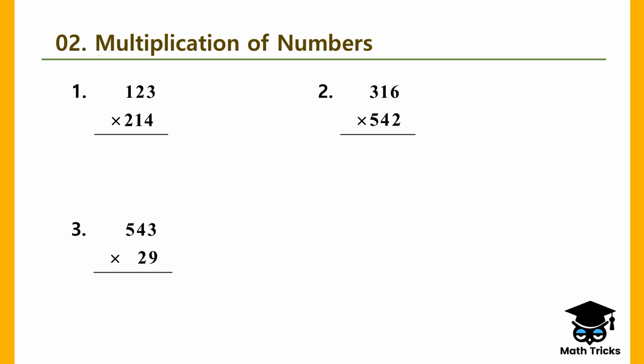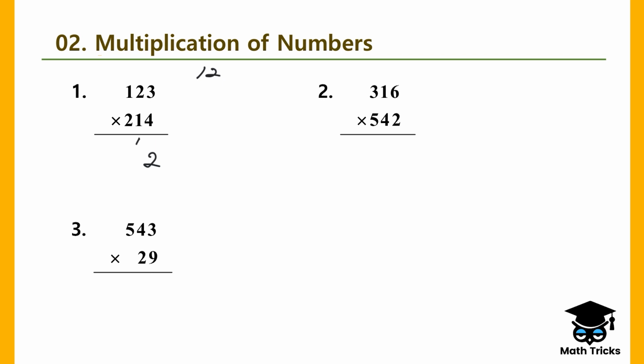If the number has more than 2 digits, then write the 2 numbers vertically. For number 1, we have 3 digit times 3 digit. We're going to apply the distributive property again. And here's how to multiply these two numbers. First, multiply these two numbers. 3 times 4, that's 12. So write 2 here, and 1 goes up here.